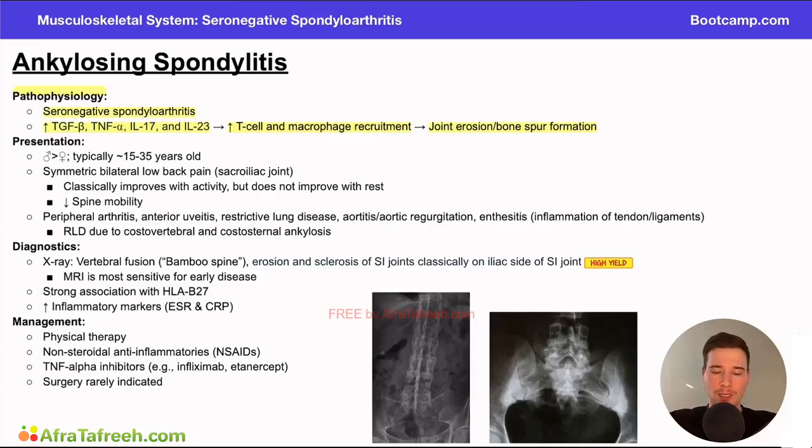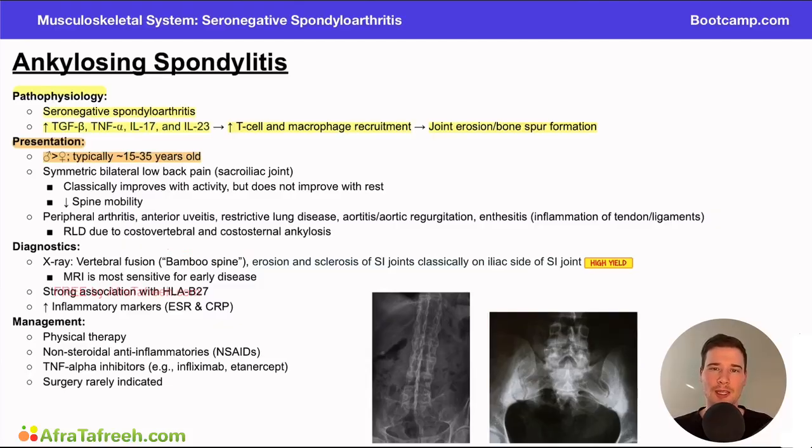Now, when we think about our presentation here, this is going to be more common in males compared to females, and typically in that 15 to 35-year-old range. Again, I talk about this a lot. Test-taking strategy here: think about the most common age range that they would ask you about on a board question. There are certain pathologies where you might be thinking about elderly patients, right? 60, 70, 80 years old.